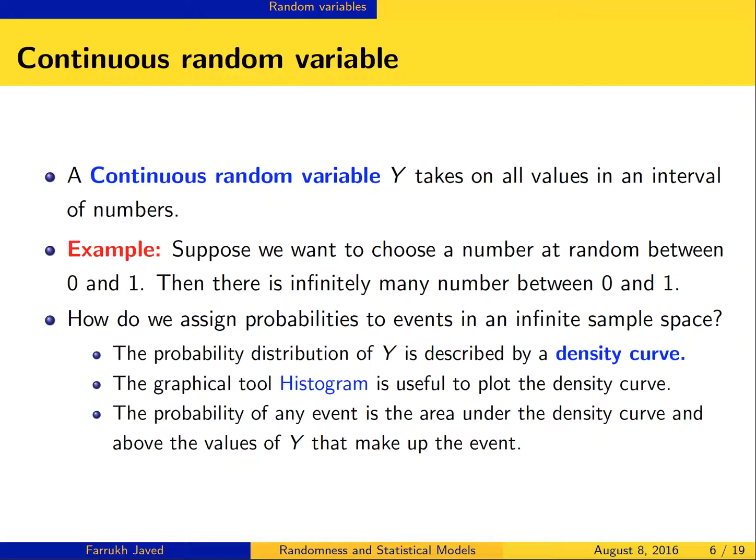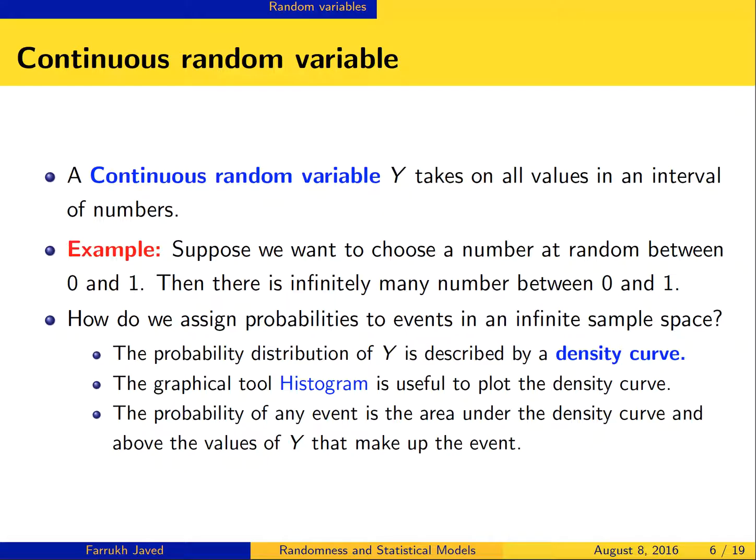A continuous random variable, on the other hand, takes all the values in an interval of numbers. Suppose we want to choose a number at random between 0 and 1. So then there are infinitely many numbers between 0 and 1. It can be any value. We have no restriction about the type of number we are going to pick in this interval.